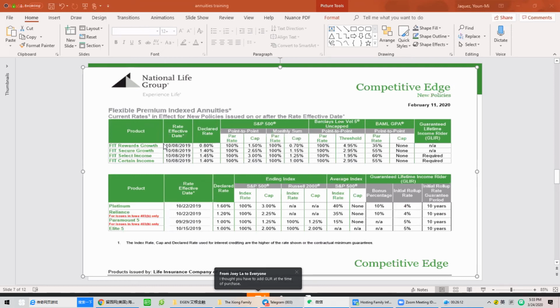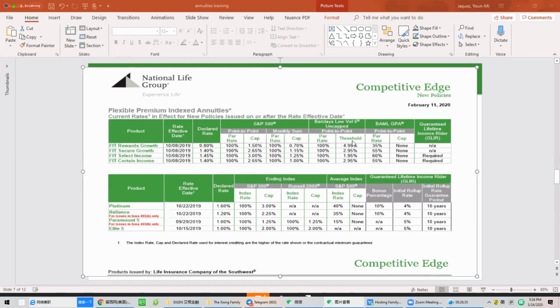That's not always the case, because when you do an illustration and you let the product grow for the next 20 years, because FIT Secure Growth has a higher cap, just on the S&P 500 you can see Secure Growth has a cap at 2.65, whereas with Rewards Growth it has a cap of 1.5.